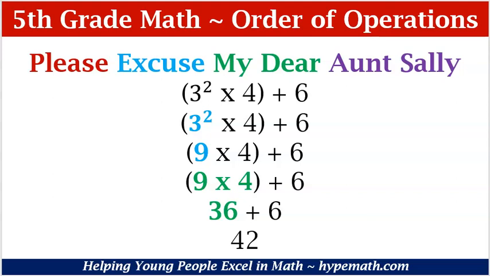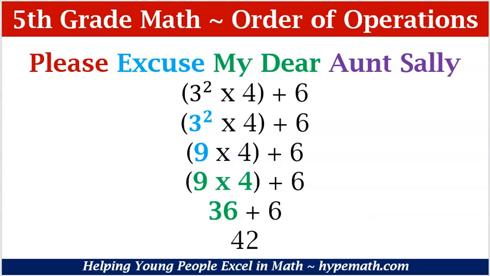Now in our parentheses we have 9 times 4. Yes, we can now get rid of our parentheses by calculating the expression that's inside of it. 9 times 4 is equal to 36. We are left with 36 plus 6, and that is equal to 42. So our original problem, in parentheses 3 squared times 4 plus 6, we know the answer is 42.